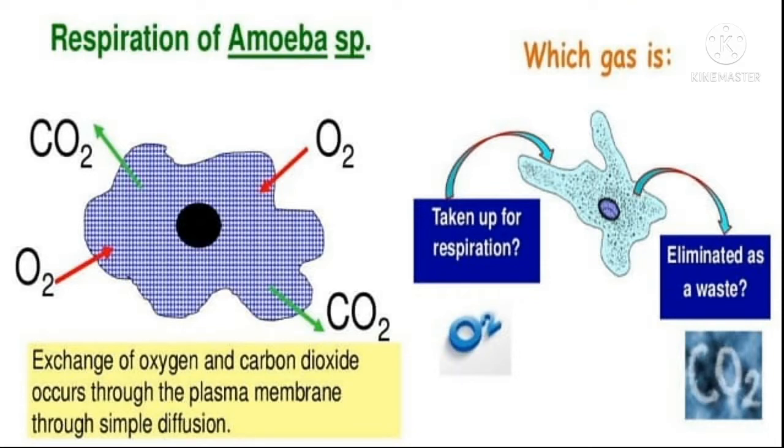This word is very important. How is it entering and exiting? Through simple diffusion. Okay, so oxygen is taken up for respiration, and carbon dioxide, which is formed as a result of the metabolic activities, is eliminated as waste.